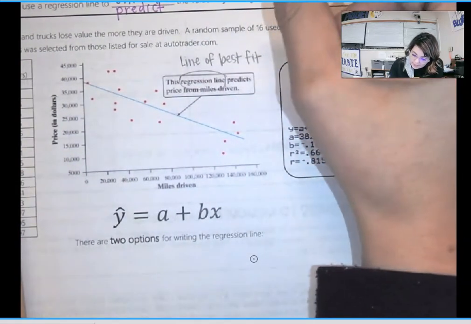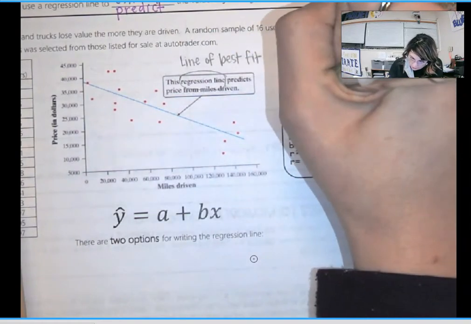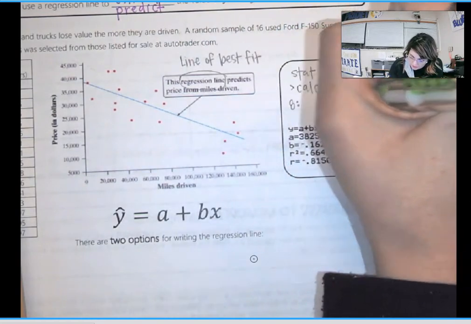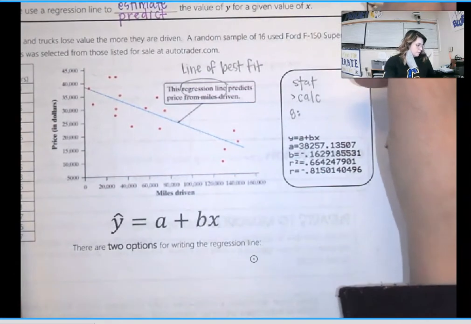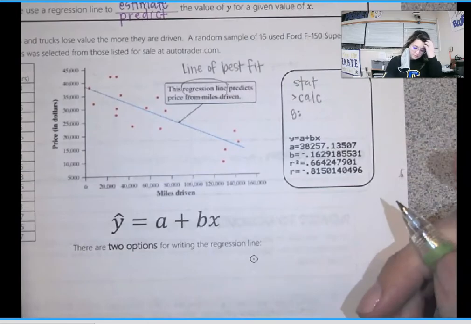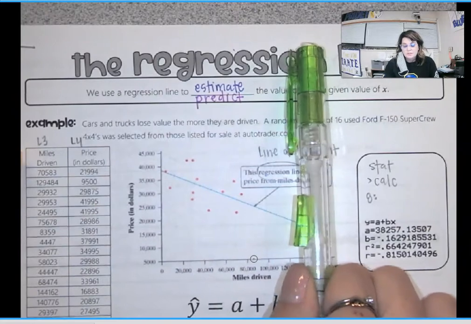So to get here, we hit stat, we arrowed over to calc, and we chose option 8, which is your linear regression. So hopefully now that makes a little bit of sense why option 8 is labeled as linear regression, because it helps us find the regression line.